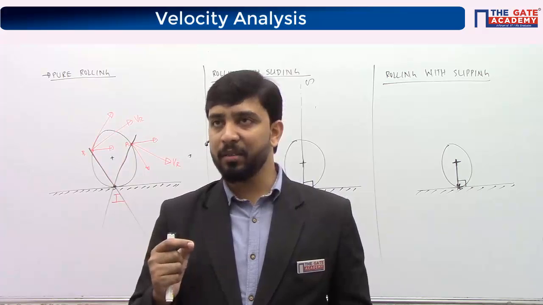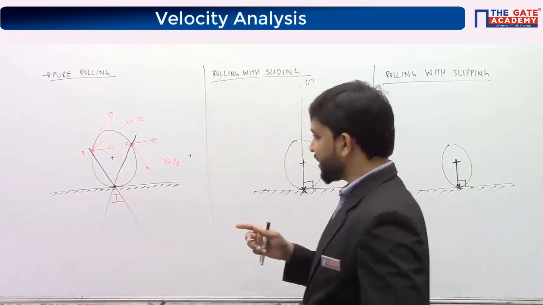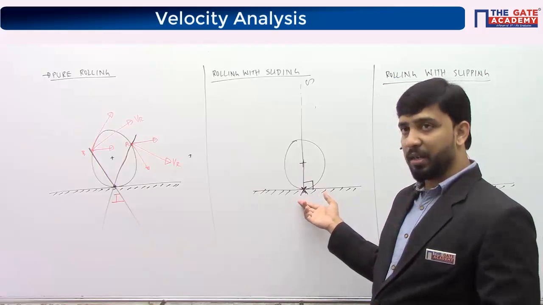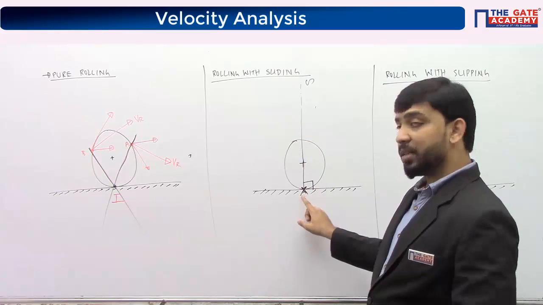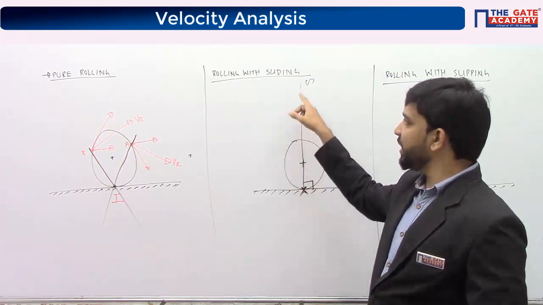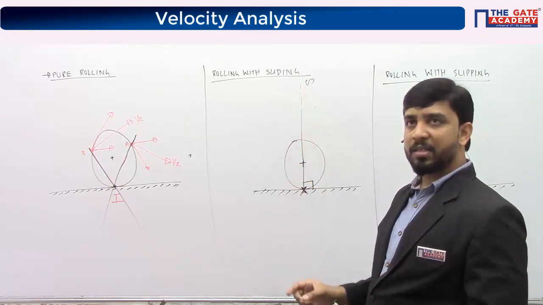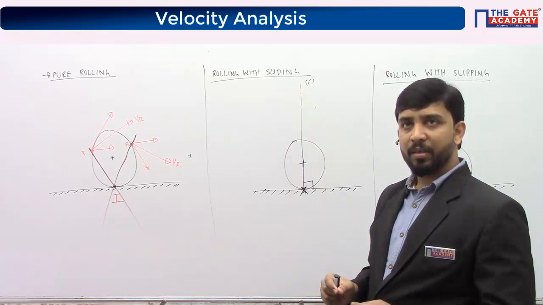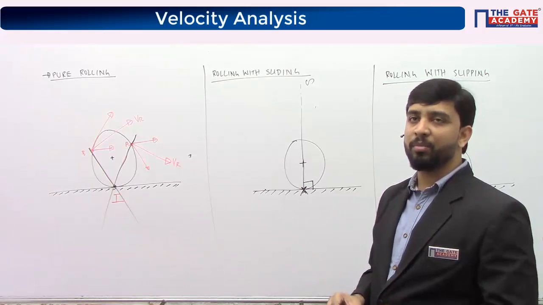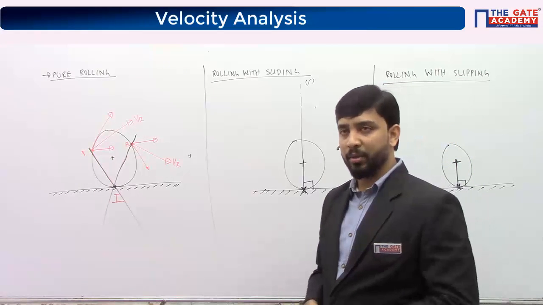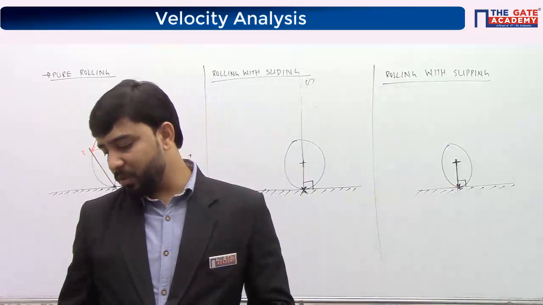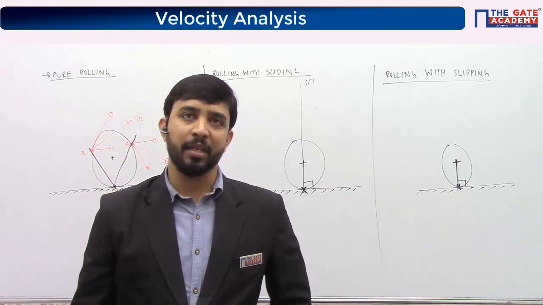So if you ask me where the instantaneous center lies for a general higher pair: if it is rolling, it lies at the point of contact. If it is slipping, it lies here. If it is sliding, it lies here. So for a general higher pair, the instantaneous center lies somewhere along the common normal at the point of contact. It can lie anywhere. This is very important. It helps in solving questions whenever you come across any higher pair inside a mechanism.